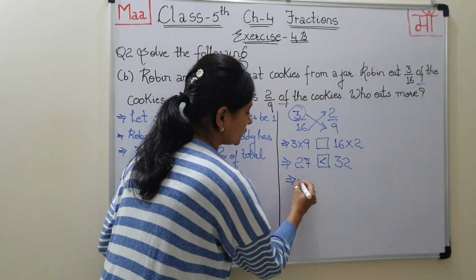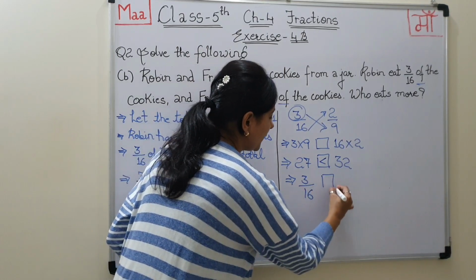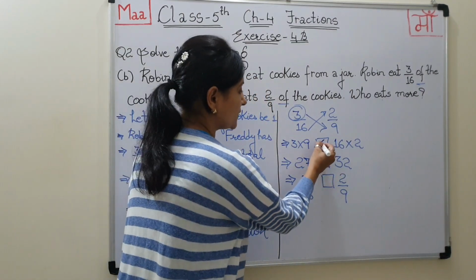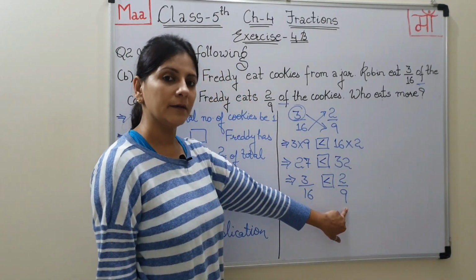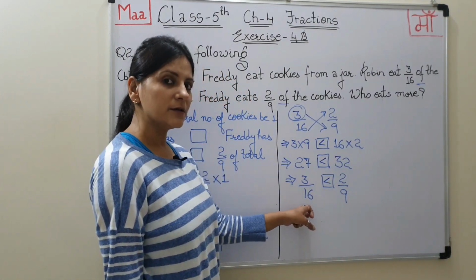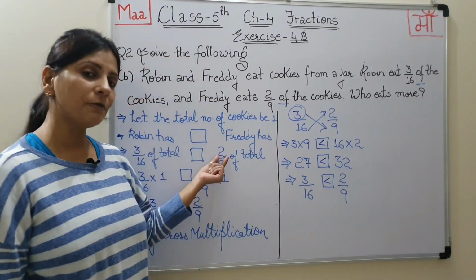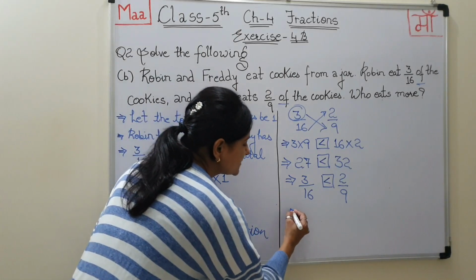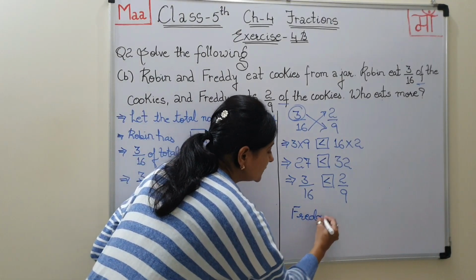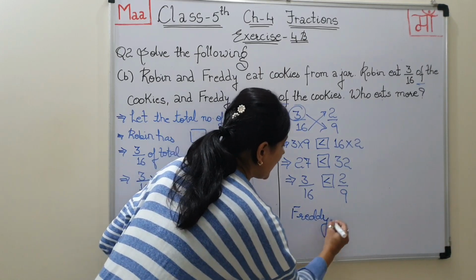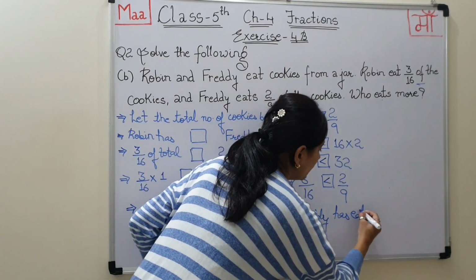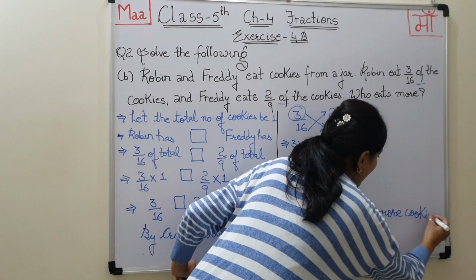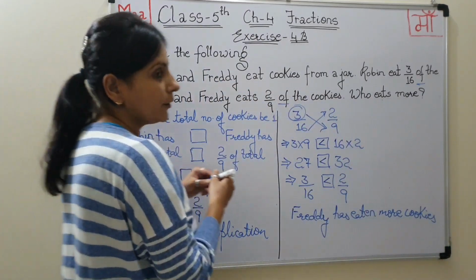Write the fractions again, so the fractions are 3/16 and on the other side it is 2/9, and the sign is going towards the right hand side. That means 2/9 will be greater than 3/16, and 2/9 is the fraction of which boy? 2/9 is the fraction of Freddy. That means Freddy has eaten more. Freddy has eaten more cookies. Okay, Freddy ने ज़्यादा cookies खाई है as compared to other boy Robin.